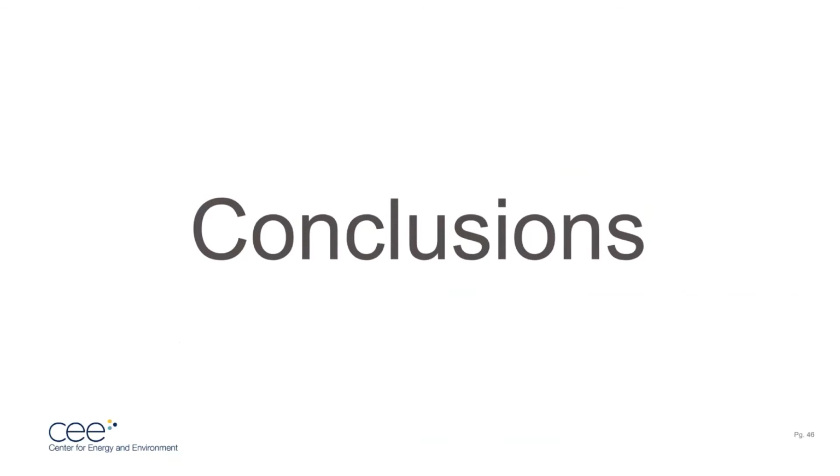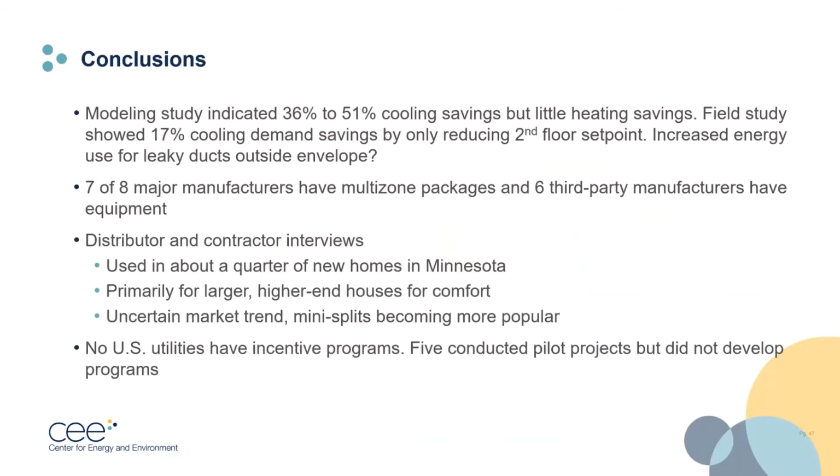So to review the key findings or our conclusions, in our literature review, we found a modeling study that predicted or computed 36 to 51% cooling savings, but little heating savings. A utility load control study found 17% demand savings by controlling only one zone. And the lab studies of ducts where the ducts were in unconditioned spaces found that duct leakage can cause multi-zone systems to increase energy use.